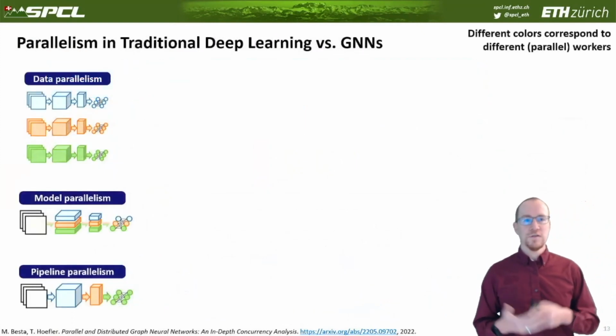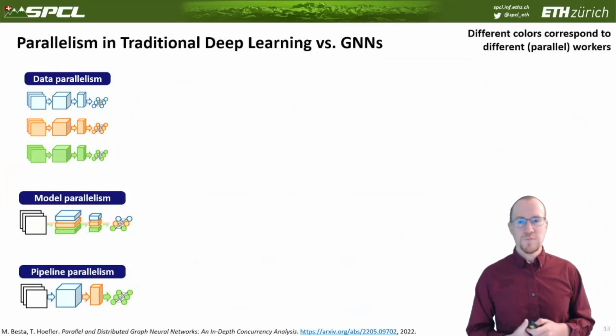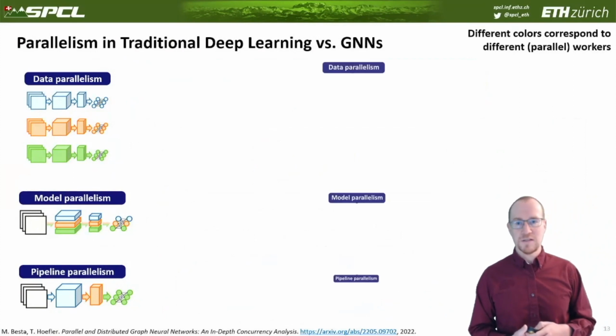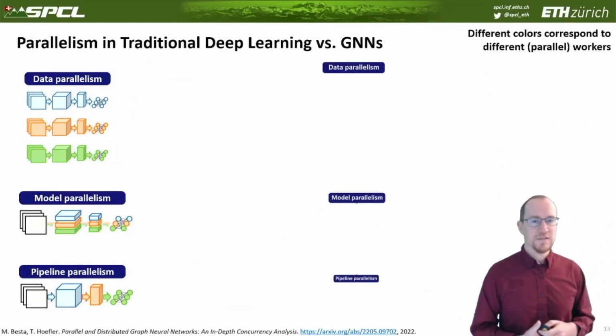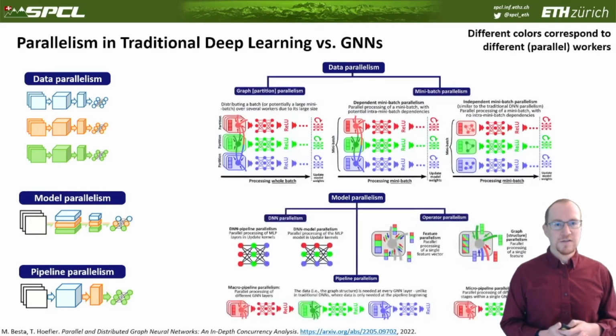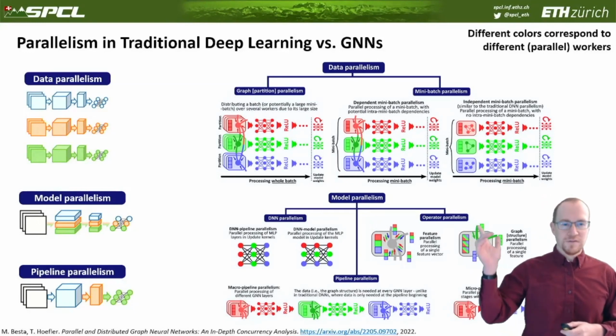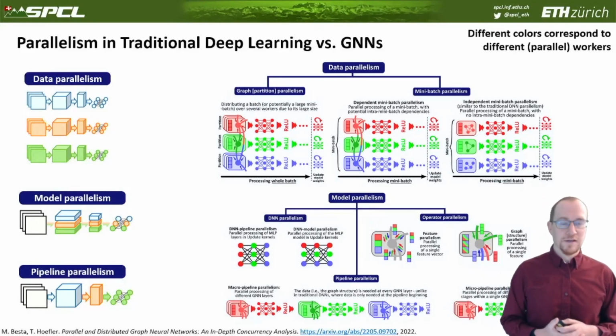Okay, so basically summarizing this here, we have these different forms of parallelism: data parallelism, model parallelism, and pipeline parallelism. We also have these different forms of parallelism in graph neural networks. But here it's a bit more complicated, because specifically we have different forms of graph parallelism, data parallelism on the graph.